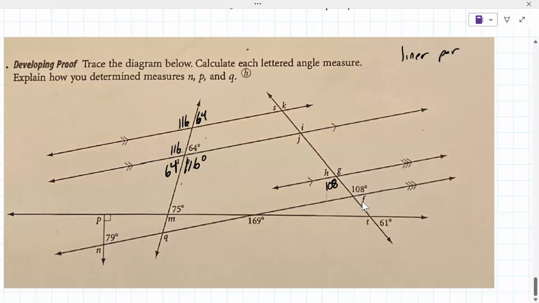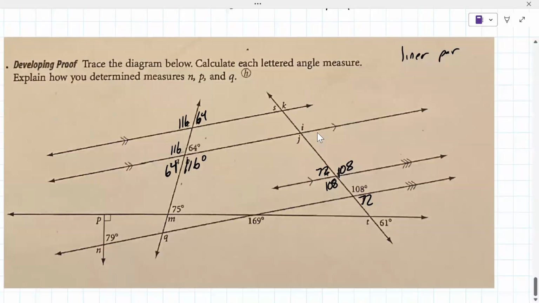So F, F and 108 make a linear pair. What do they add up to? 180. So F is 72, good. Okay, we're up to G here, 108. H, 72. It's normal to see this much repetition.